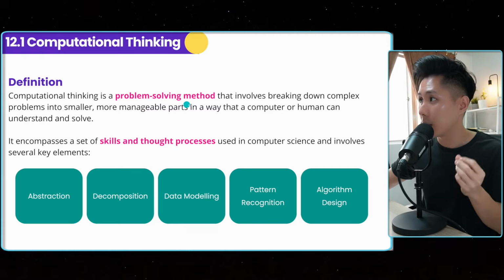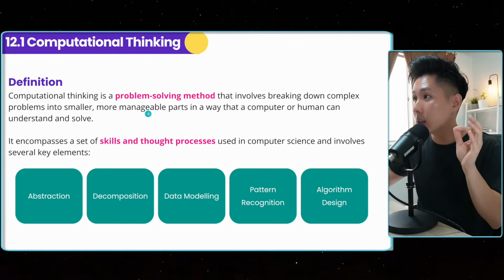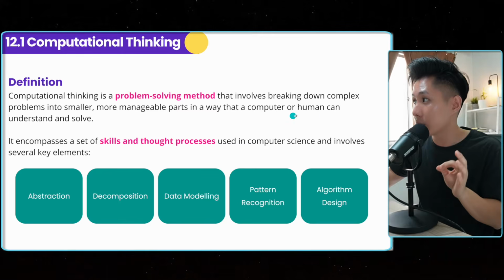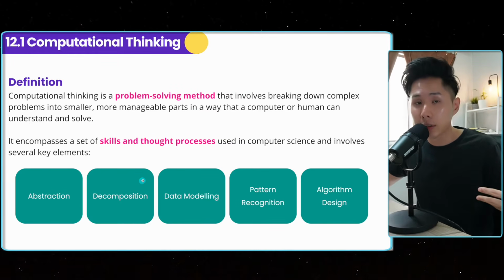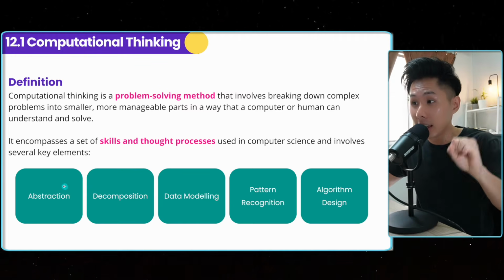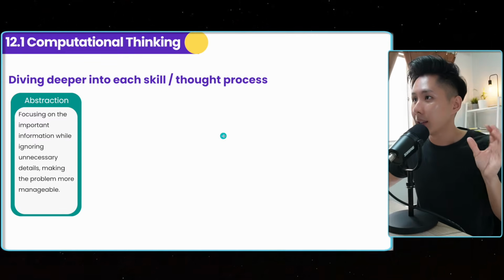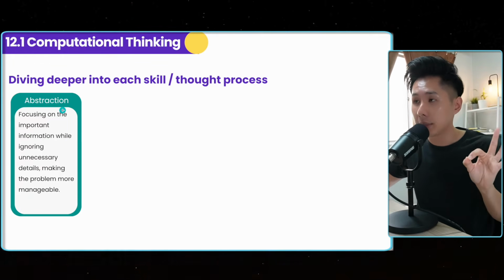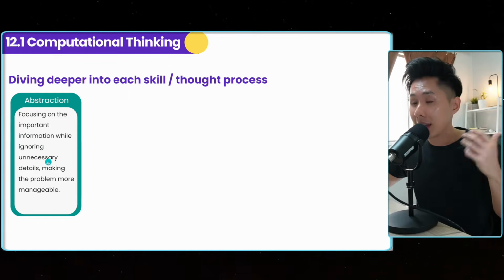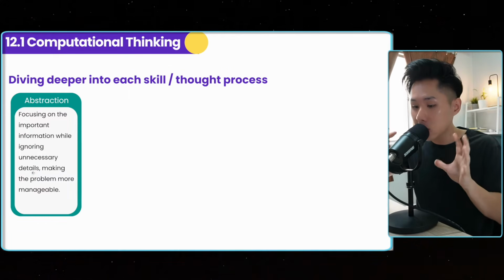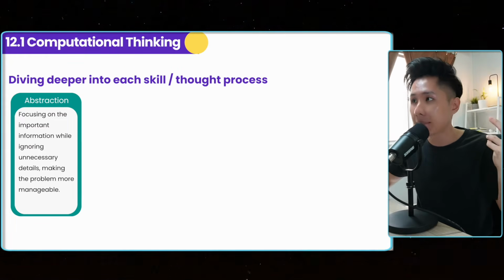So let's define computational thinking. It is a problem-solving method that involves breaking down complex problems into smaller, more manageable parts in a way that a computer or human can understand and solve. So it involves the following skills, which we'll look into, the definition of each, and apply them to a real life scenario. First of all, let's look at abstraction. It means focusing on the important information while ignoring unnecessary details. So we are abstracting information we don't need so that we can focus on the main problem first.